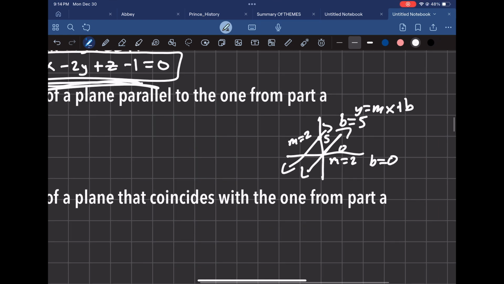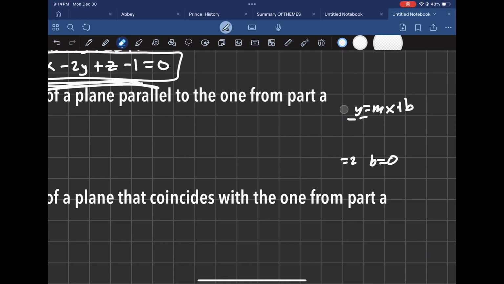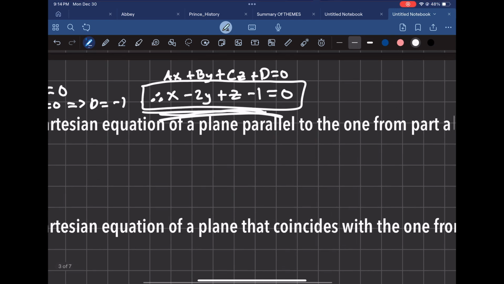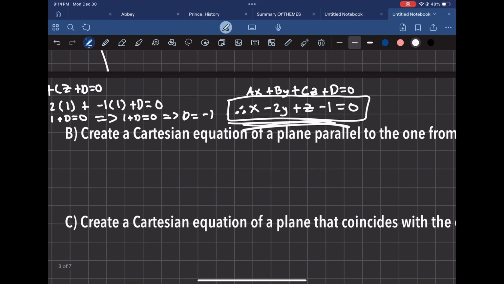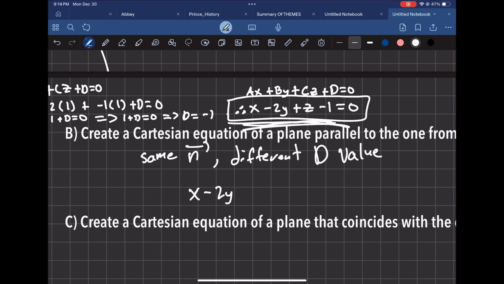So really the only thing we need to do for this problem is make sure that we have the same normal, in the same direction, but just shifted someplace else. So same direction vector, same normal, different d value. So we can just rewrite the Cartesian equation we got up top, x minus 2y plus z, but instead of minus 1, we can pick any other number. We'll just pick minus 2 equals 0. So this is parallel to the plane created up there.